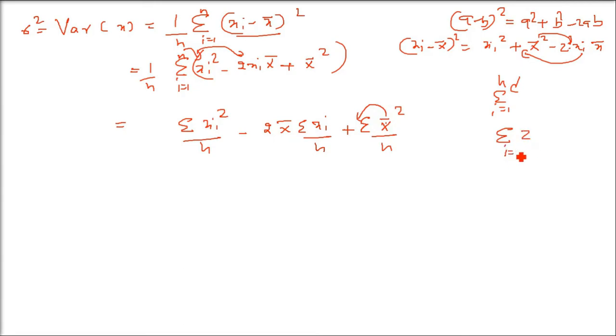So sigma of 2, if i equals 1 to, for example, 3, what will you do? 2 plus 2 plus 2. Ultimately you are doing 2 into (1 plus 1 plus 1), that is 2 into 3. That is how many numbers i equals 1 to 3. So you have to multiply 2 with 3. So 1, 1, 1 has come 3 times. So this is what we have to do.